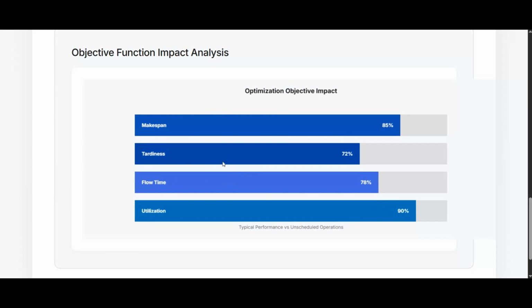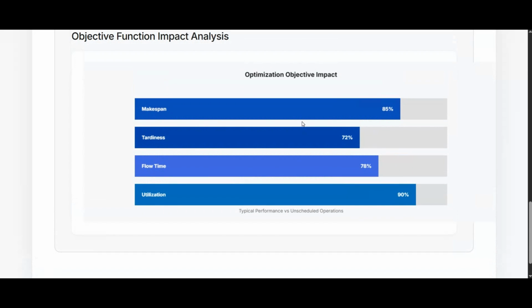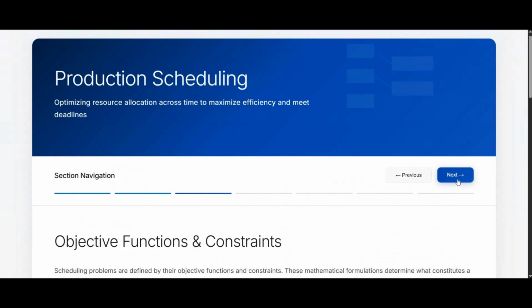Okay, and looking at this bar chart, we can see how different objective functions affect performance. Makespan optimization gives around 85% improvement compared to unscheduled operations. Tardiness improvement is about 72%. Flow time is around 78%. Utilization tops the chart at about 90%. These numbers show that a good schedule can dramatically improve how efficiently a production system runs. Just example, of course. Alright, and let's continue.